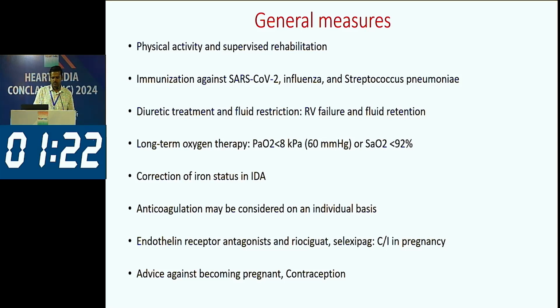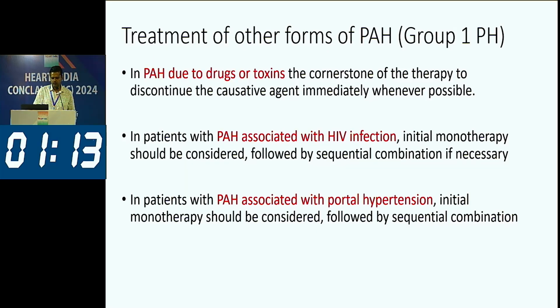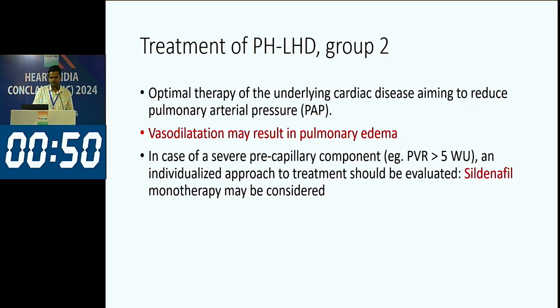ERA, riociguat and selexipag are contraindicated in pregnancy. Prostacyclin analogs and PDE5 inhibitors can be given in pregnancy. So in other groups, the main treatment is according to disease, like patients with PH due to drugs. The most important treatment is discontinuing the drug. In the patient with HIV, antiretroviral treatment, and PH with portal hypertension, treating the liver disease. And in all those patients, only single monotherapy is indicated. If the patient is not responding, then you can go for combination therapy.